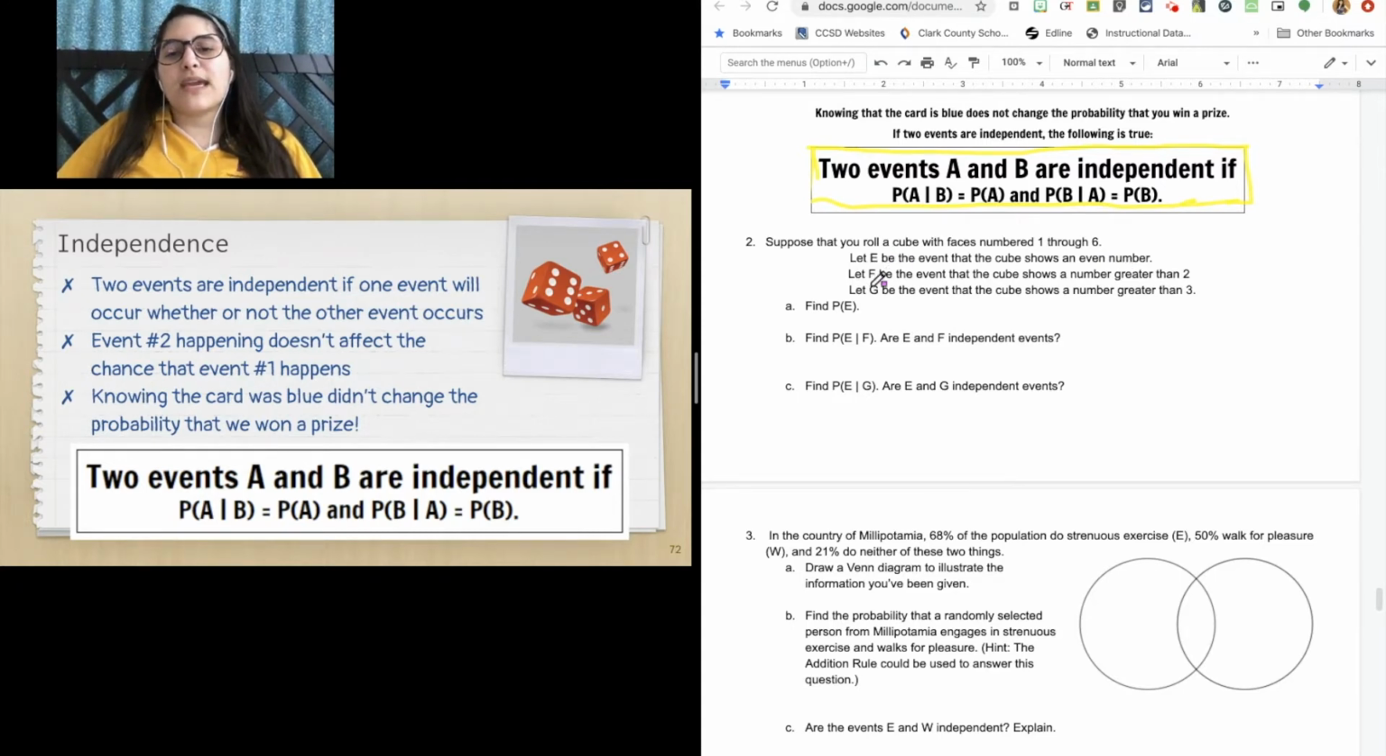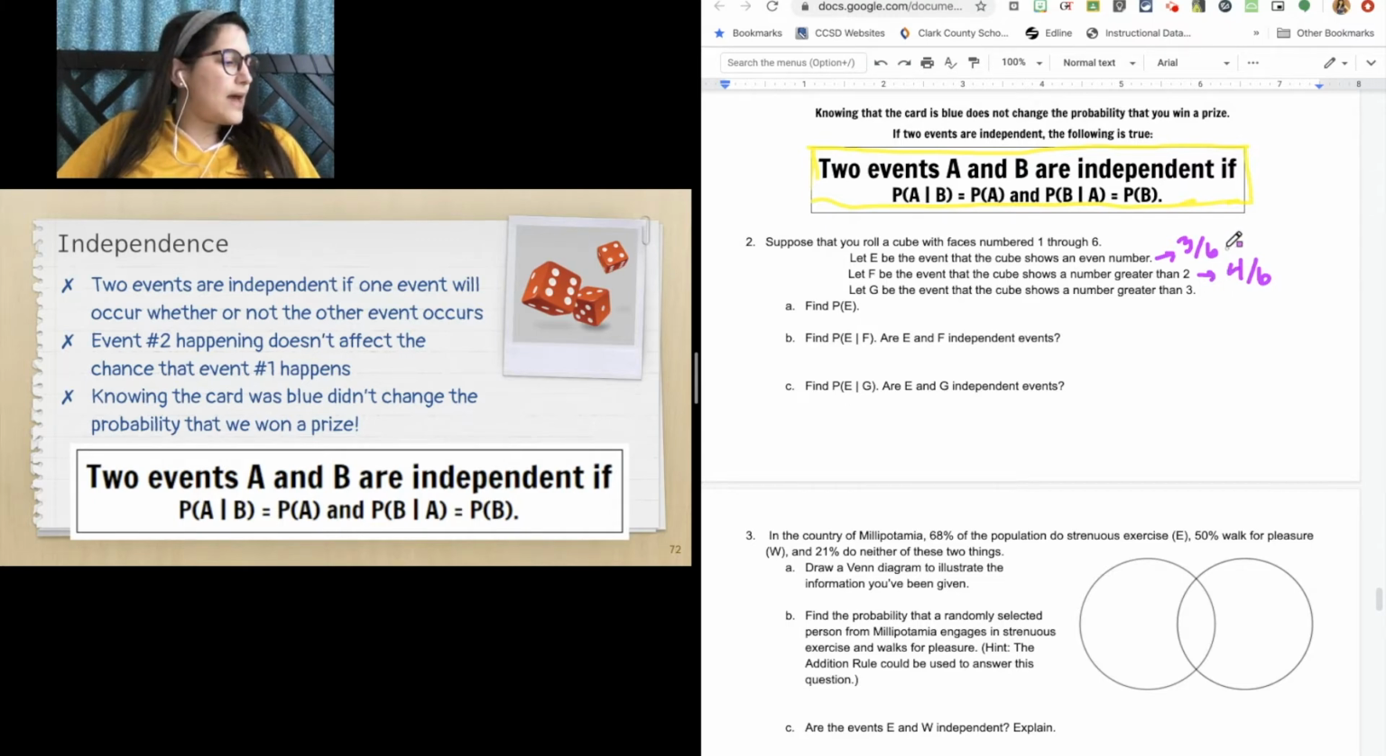Okay, and I have 3 events possible here. So E is the event that I get an even number. So let's figure out what that probability is. From 1 through 6, there's 3 numbers that are even, 2, 4, and 6. So I have 3 out of 6 is my probability here. Okay. F is the event that the cube shows a number greater than 2. Okay, so from 1 through 6, there are 4 numbers that are greater than 2, right? 3, 4, 5, and 6. So that's 4 out of 6 is my probability there.